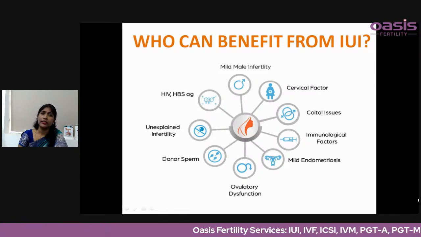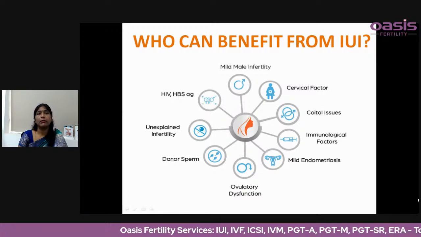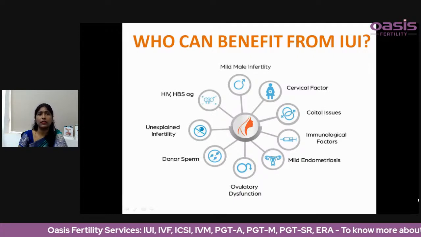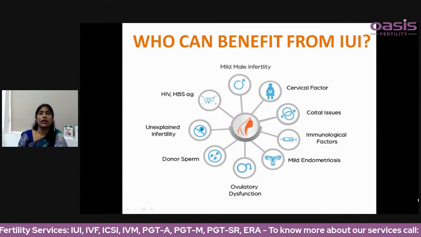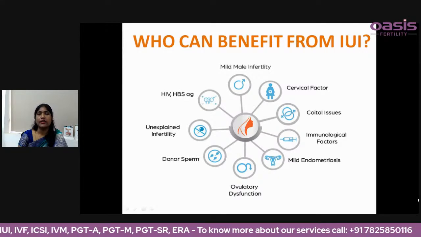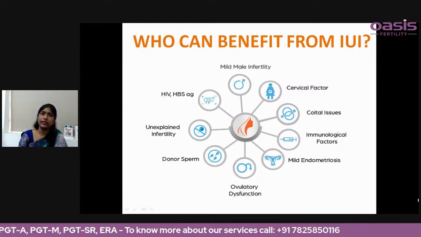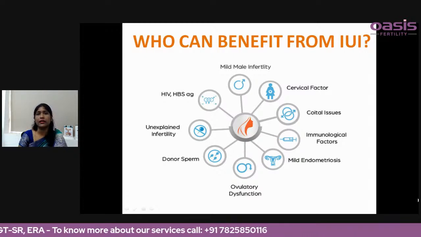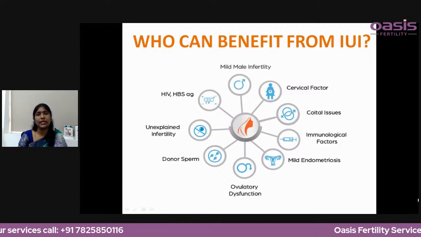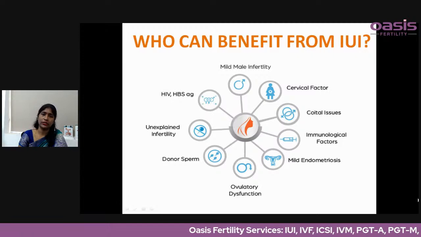Then another group is women who are suffering from mild endometriosis, that is grade 1 or grade 2 endometriosis. In these women, it is advised that ovulation induction should be done. That is, medicines should be given so that her ovaries produce eggs, and an IUI done simultaneously, so that it provides maximum benefit in comparison to trying naturally.